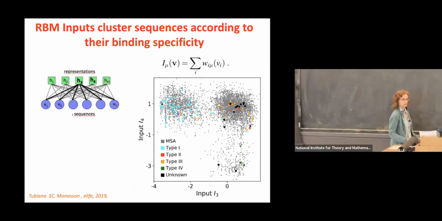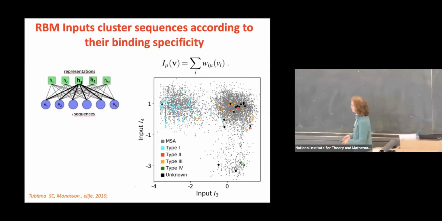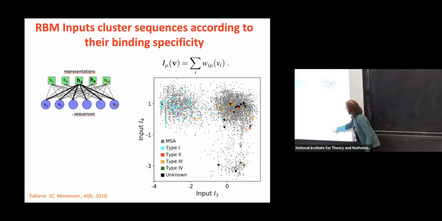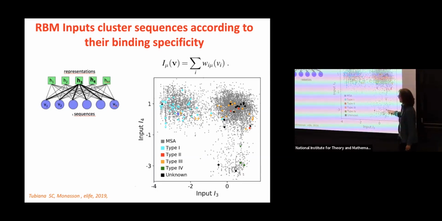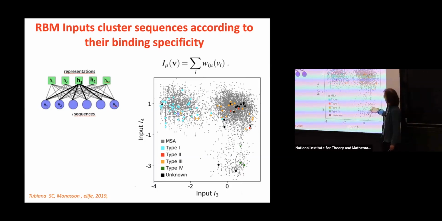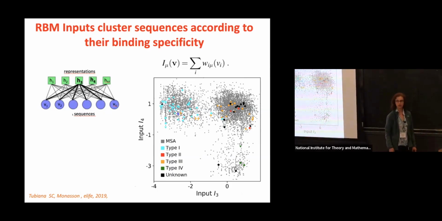So this is very nice because these 2 hidden units, by their activation, are able to detect the specificity of single sequences. So, for example, if hidden unit 3 has a positive input and hidden unit 4 has a negative input, it will detect that this sequence is of type 4. Okay, yes?